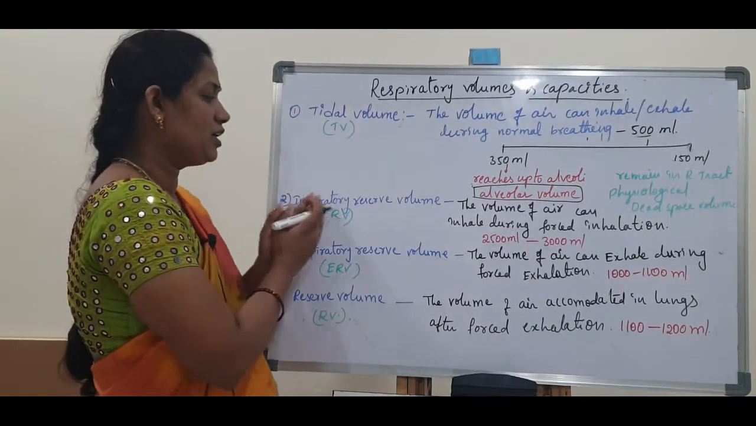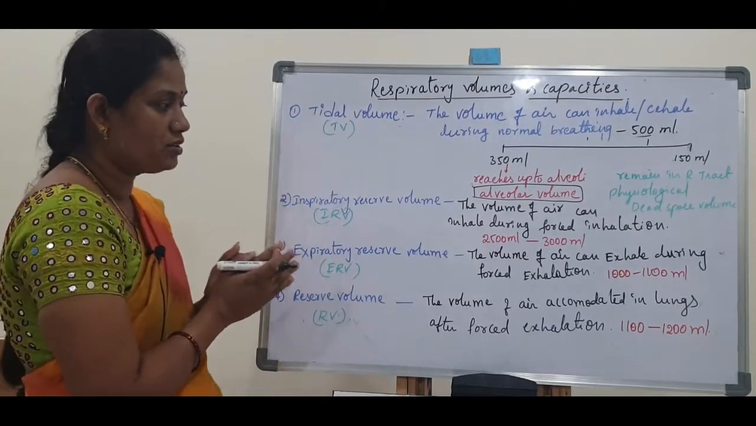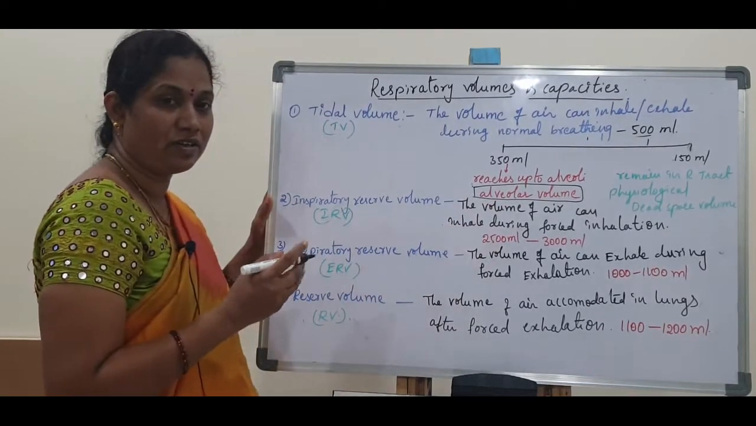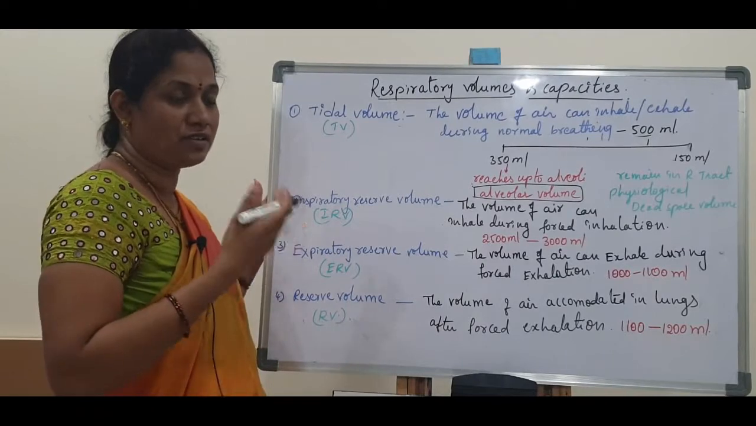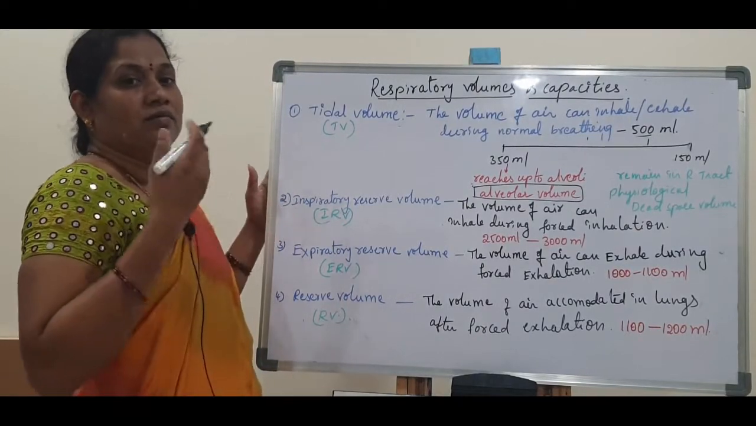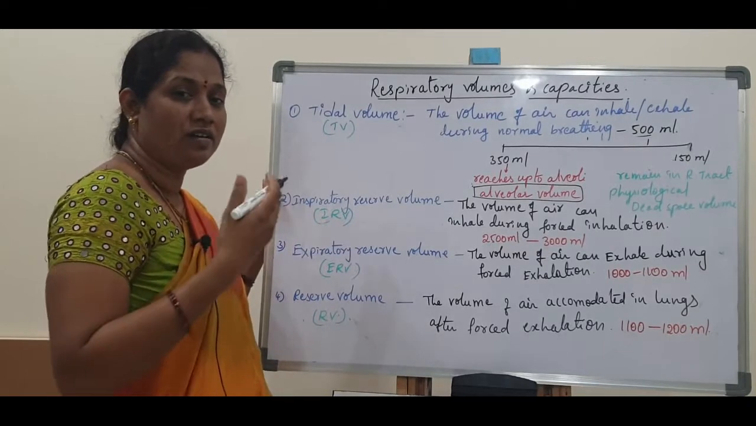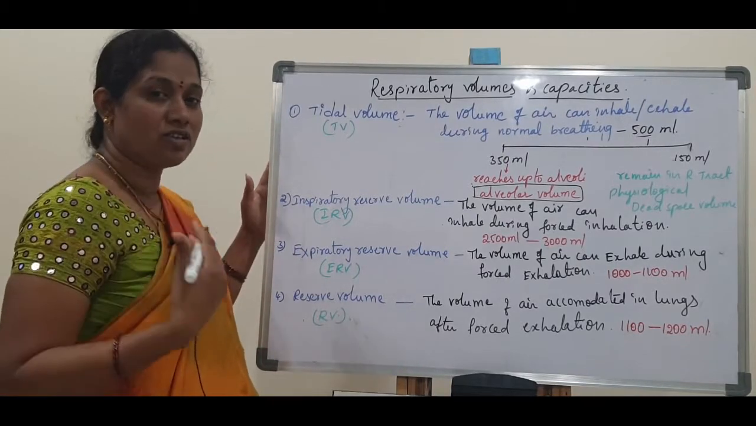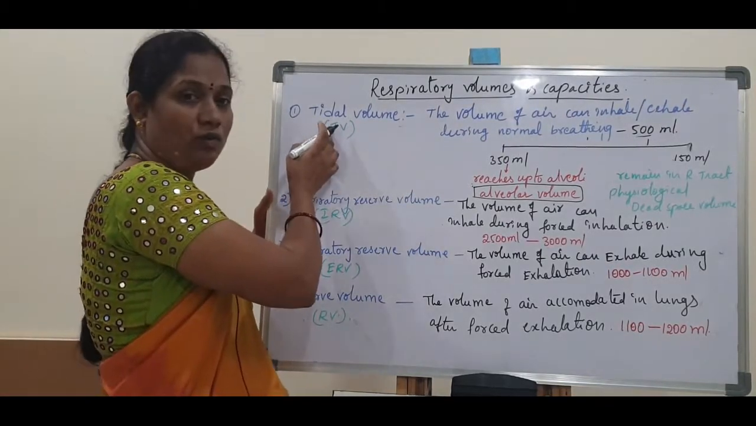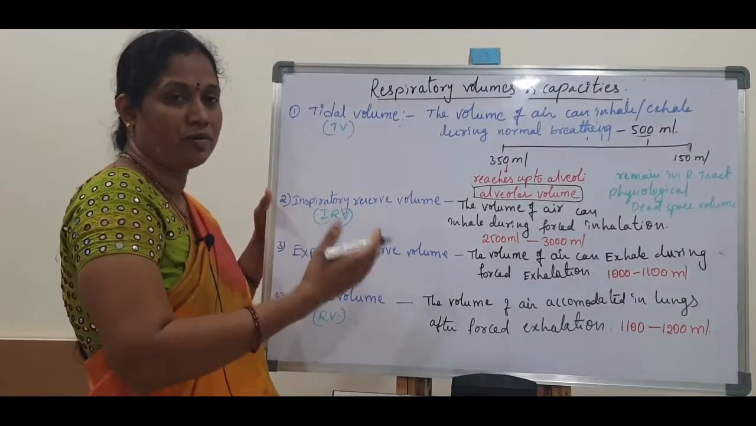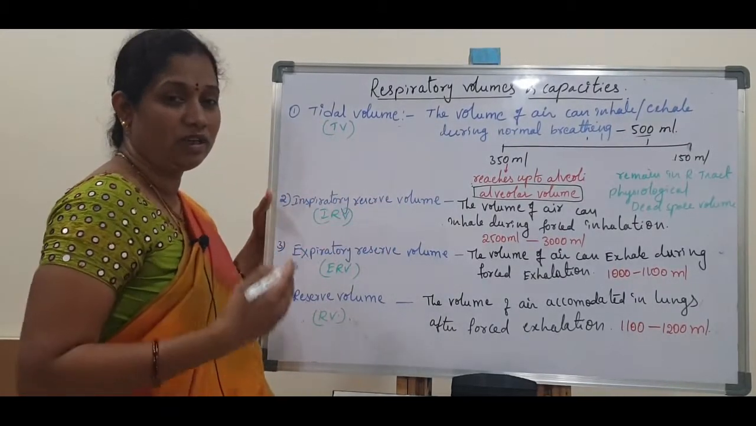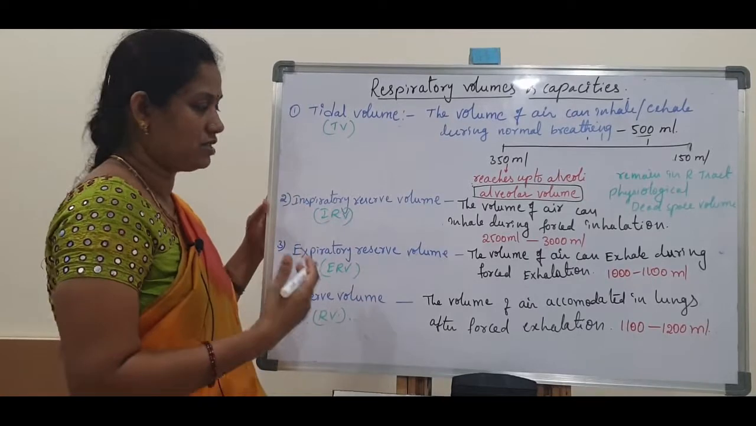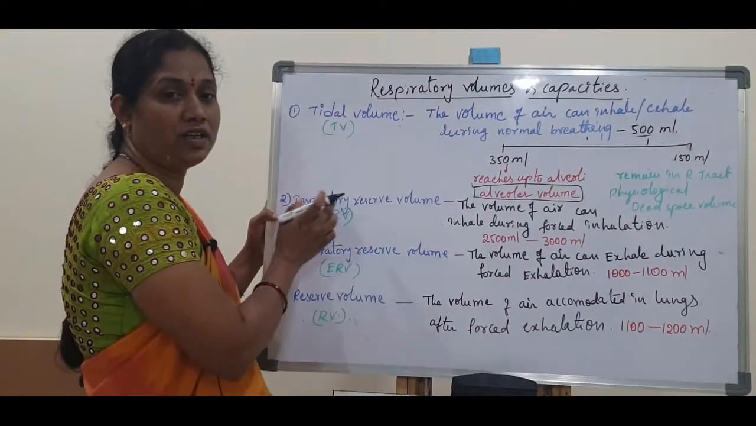Next one is inspiratory reserve volume. Inspiratory reserve volume means the volume of air we can inhale during forced inhalation. For example, I can take a long breath like this. What will happen? Some extra amount of air enters inside along with the tidal volume. Tidal volume is normal breathing, but during forcible inhalation some extra amount enters inside. That amount is called inspiratory reserve volume.